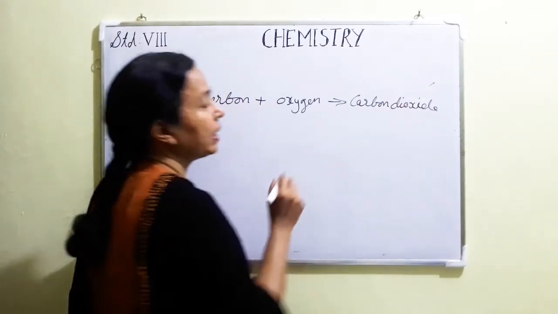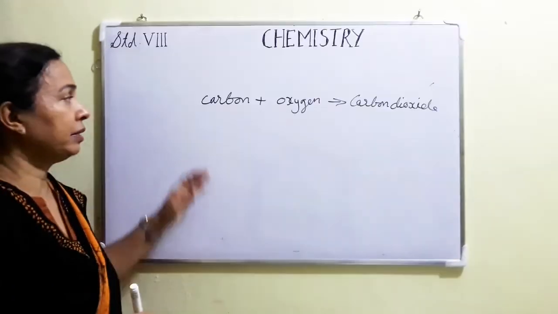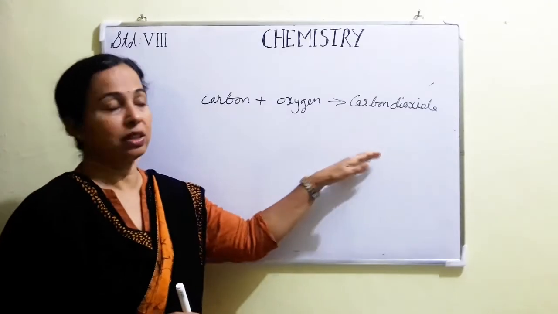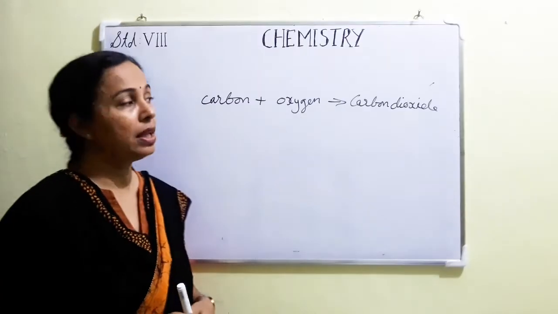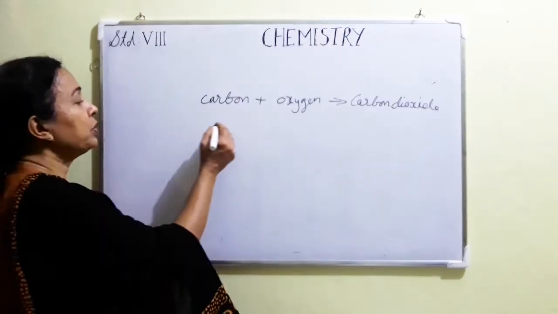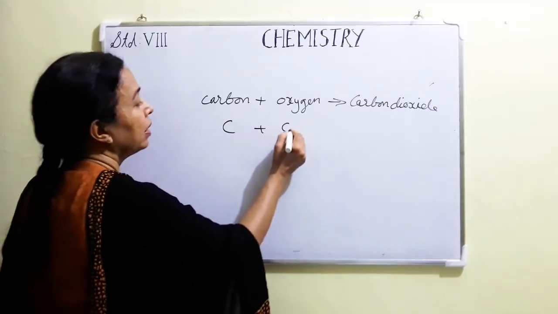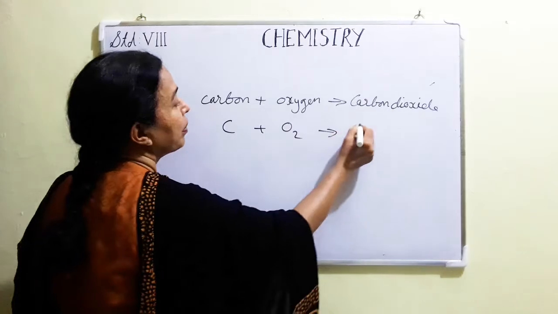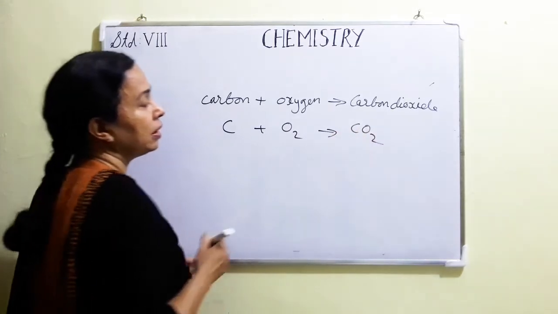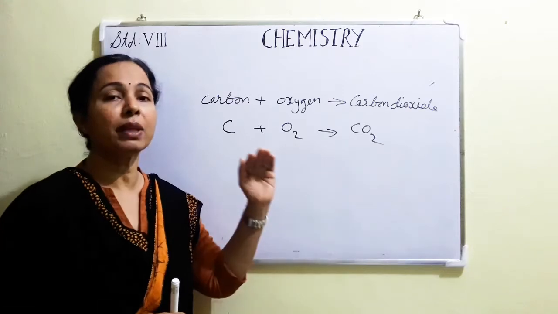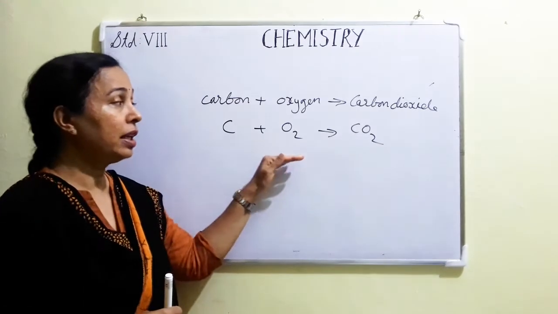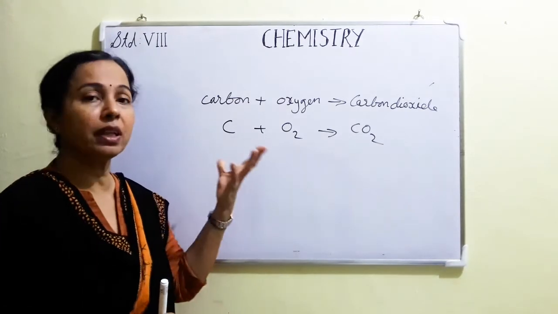That particular chemical reaction I have written in the form of an equation. Carbon combined with oxygen to form carbon dioxide. Instead of writing like this, I can use the symbol of carbon, oxygen, to form carbon dioxide. This is known as a chemical equation. So what is a chemical equation? A chemical equation is the symbolic representation of a chemical reaction.